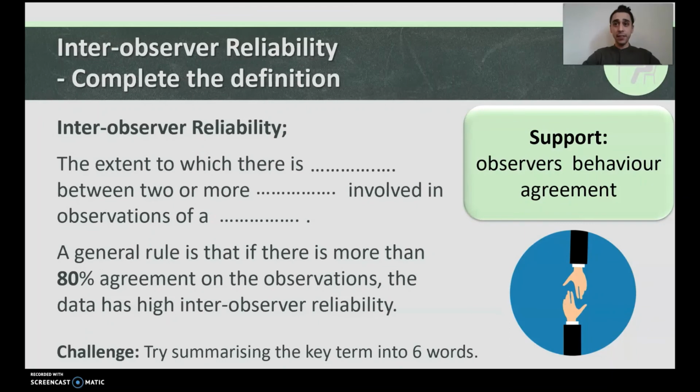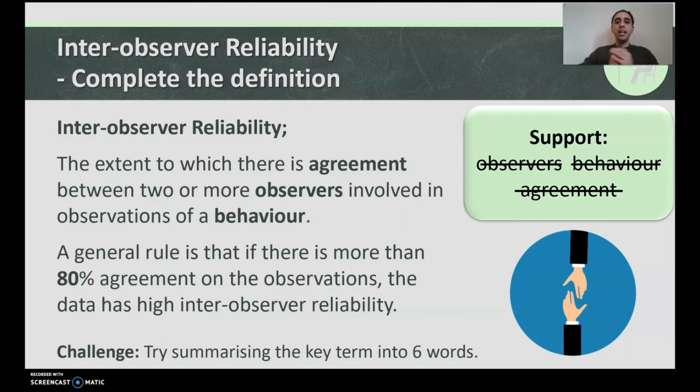Right, let's get a definition of inter-observer reliability, please. What is this we're talking about, inter-observer reliability? Well, it's the extent to which there is agreement between 2 or more observers involved in observations of a behavior. Easy, okay? A general rule is that if there is more than 80% agreement on the observations, the data has high inter-observer reliability.